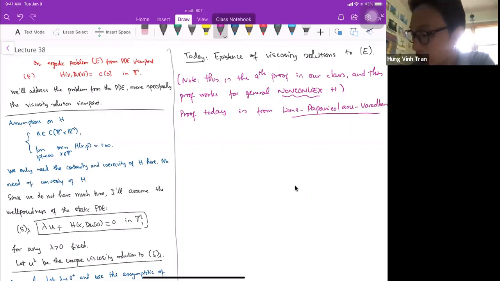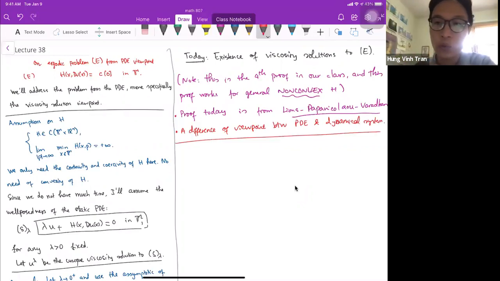What I want also to show you, and that's the first point, is the second point: what's the difference of viewpoint between PDE and dynamical systems, by the end, where we consider the whole effective Hamiltonian. Again, as usual, stop me or talk to me if you have questions or concerns.